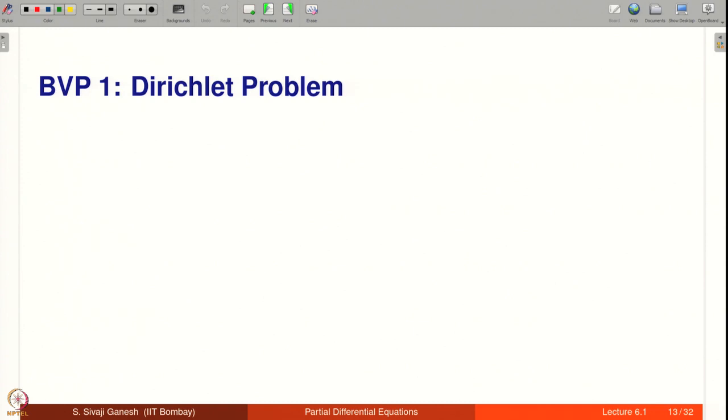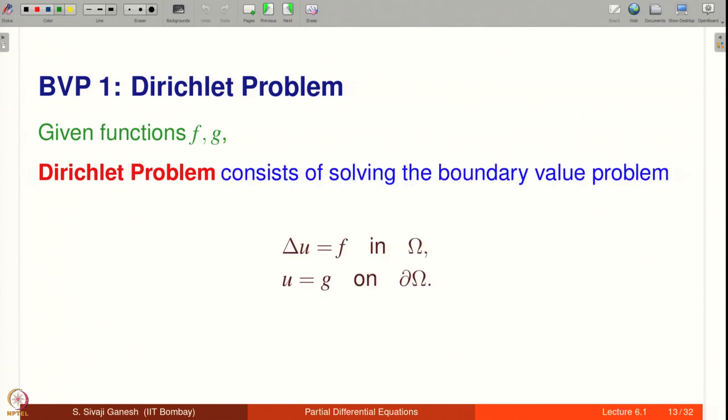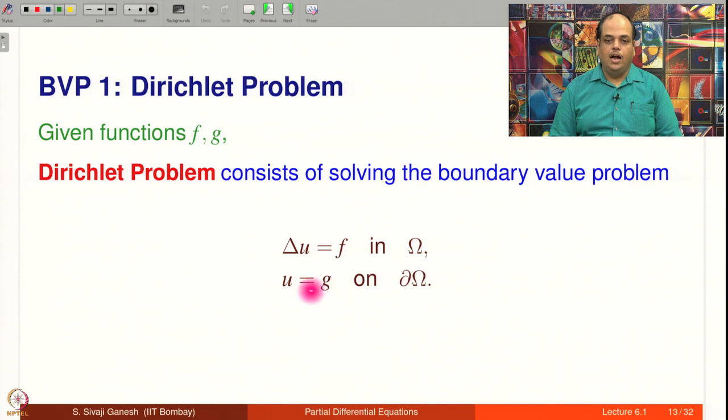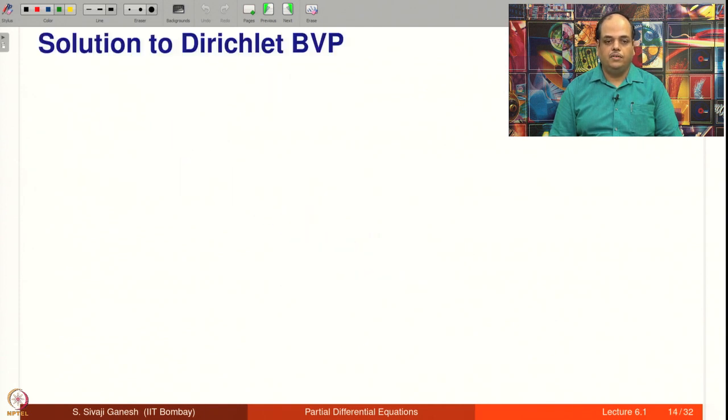So, let us see what the Dirichlet boundary value problem is. So, this is BVP 1, boundary value problem 1, the Dirichlet problem. Given functions f and g, the Dirichlet problem consists of solving the Poisson's equation Laplacian u equal to f in omega and u equal to g on the boundary of omega. That means the unknown function should agree with the prescribed function g on the boundary of omega, and Laplacian u should coincide with the prescribed function f in omega. This is what we want.